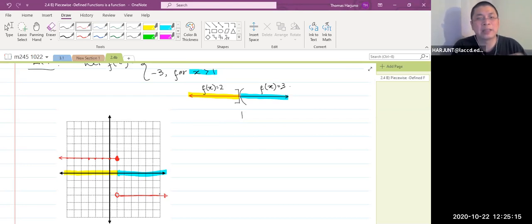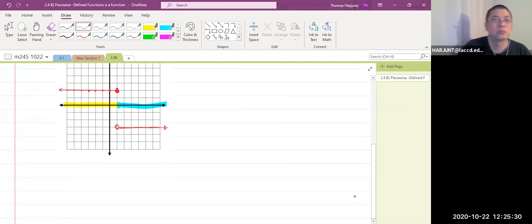Okay, that's basically the idea. When we say piecewise defined function, it means it is defined piece by piece. Now, let's say we do one more. This time we make it a bit more complicated.